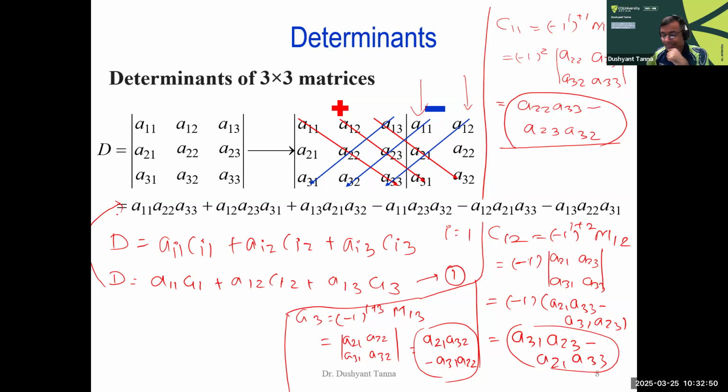Please learn both ways, using cofactor, which we did, which obviously seems a bit longer, or the shortcut method. Okay.